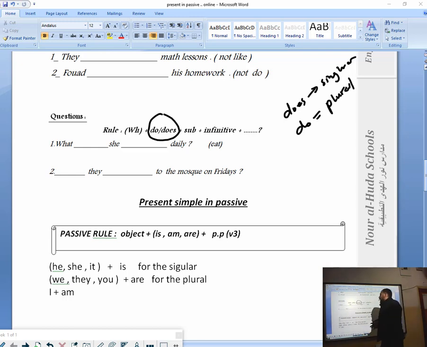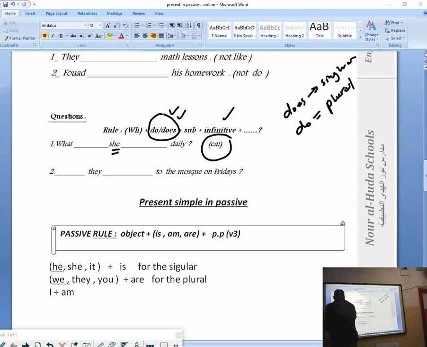Okay. Here we have the subject she. What? She daily. The verb is eat. But you should take care. Always after do and does we use the infinitive, not just in the question, also in the negative. Here in the negative also, after do and does we should always use the infinitive without s. It means here is singular, I'll use does. What does she eat daily? And this is the WH question.